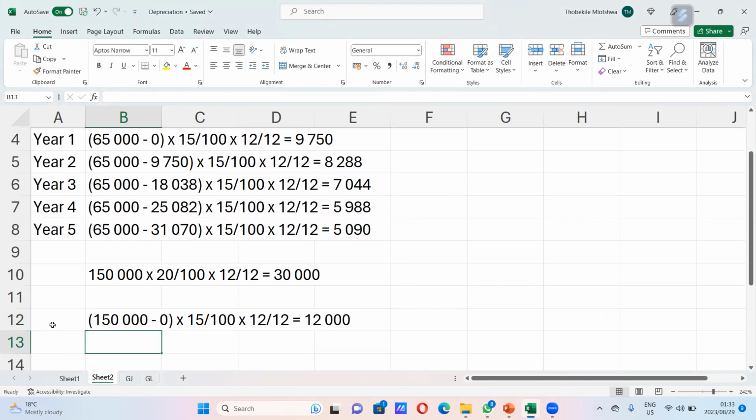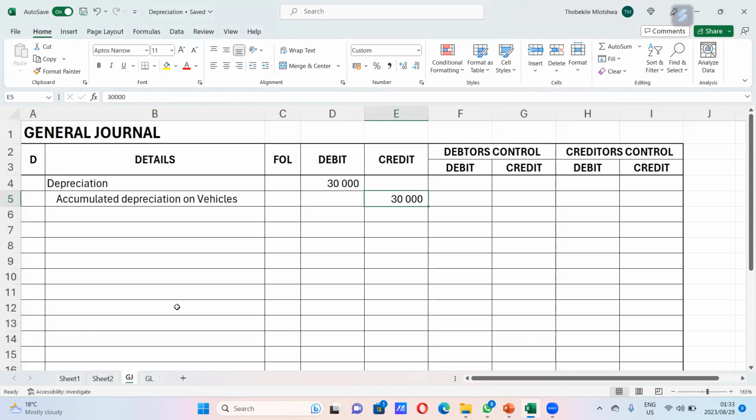So this is just year 1. Year 1, so 12,000. So now what I want you to know is that it's better to record it together, so you don't have to make two different journals. So I'm going to start over. Let me start over with the amounts.